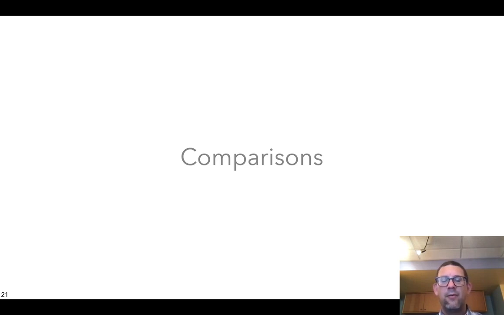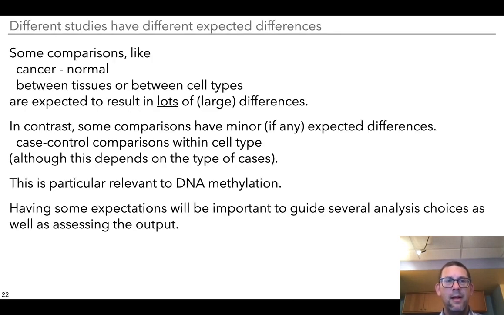Let's talk a little bit about what kind of differences or signal we expect to find when we do a DNA methylation study. Different studies have very different expected differences. The biggest differences are between cancer and normal, or between tissues or between cell types. In those cases, we expect to see a lot of large differences, even more than you would expect to see with expression sometimes, in the sense that a large part of the methylome may be changing.